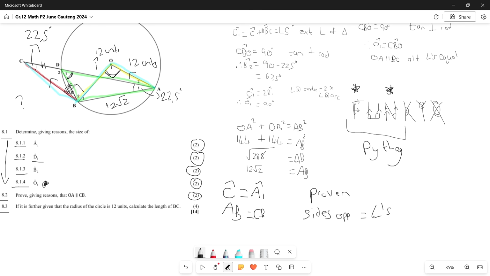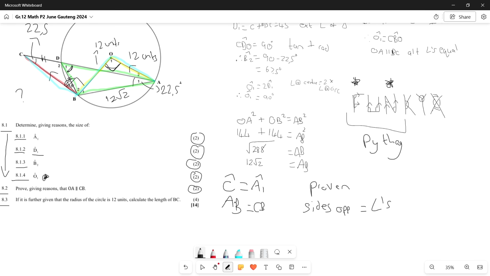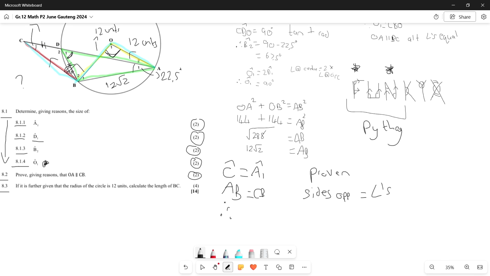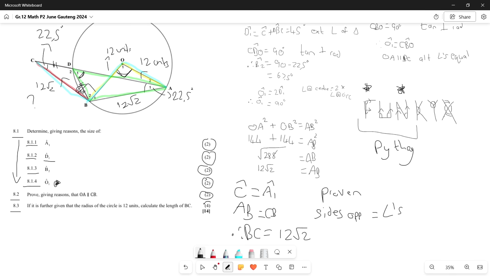So we always write what we see. We're saying the sides opposite the equal angles, and that's the reason for why they are equal. And therefore all we need to do is AB equals 12 surd 2, and that means that CB, or how they want it here, the length of BC, equals 12 surd 2 as well. And that would earn us 4 marks over there and 14 marks for this whole section.